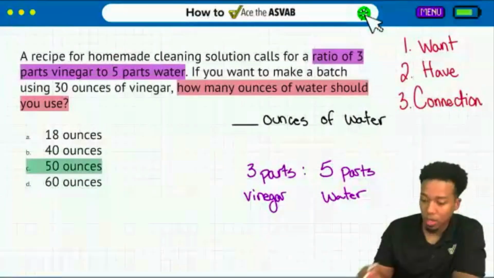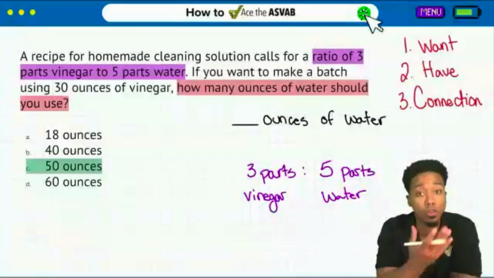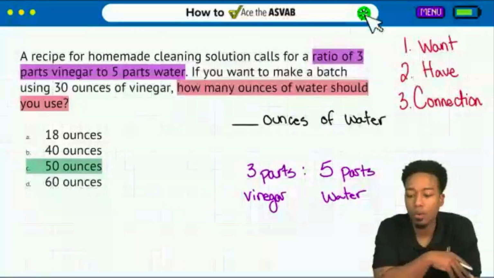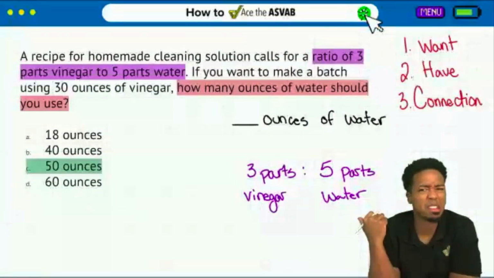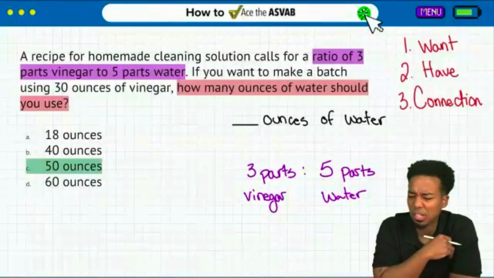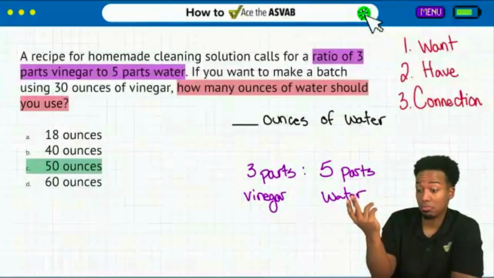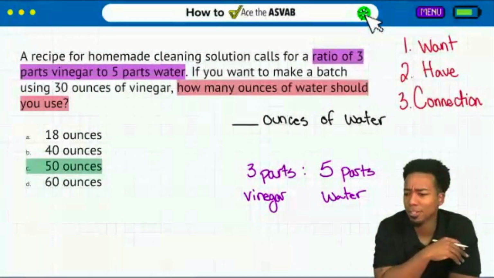Everybody, are we good on writing down that ratio there, 3 to 5, where the 3 represents the vinegar, the 5 represents the water? So far, not anything too crazy, right? Just understanding that they said the word ratio, we might as well write it down just to see where we can go with that.